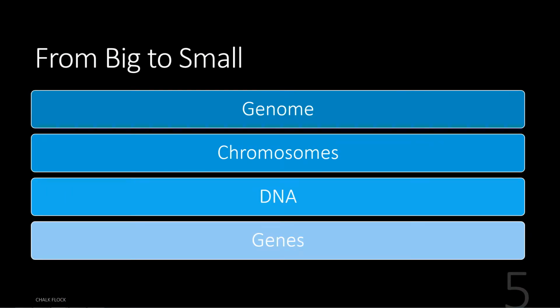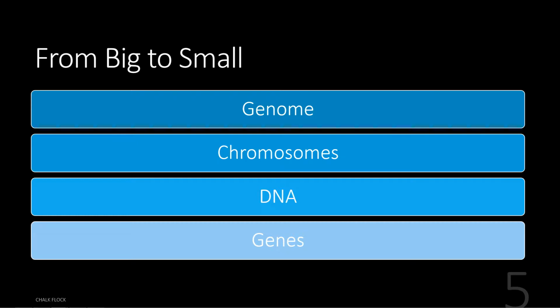From a big perspective to a small perspective, we have the genome, which is the biggest, the chromosomes, which is a smaller set of stuff, the DNA, which is even smaller, and the genes, which are the smallest. The genome is a set of all the genetic information contained within an organism. I'll give you a more specific definition in a short bit.